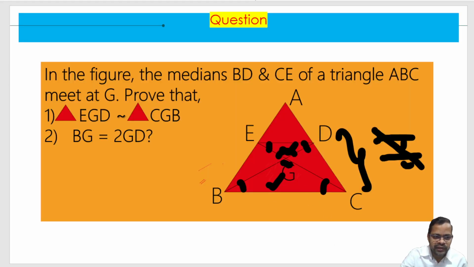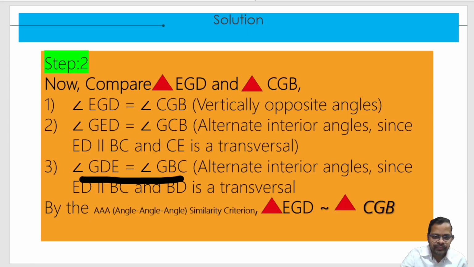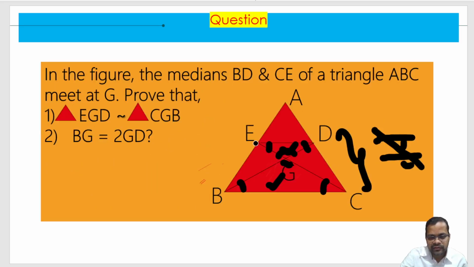So what is the principle that will be followed? Angle similarity criterion, because the three corresponding angles are similar. So if three corresponding angles are similar, then triangle EGD is similar to CGB. This is the first thing we have already proved.